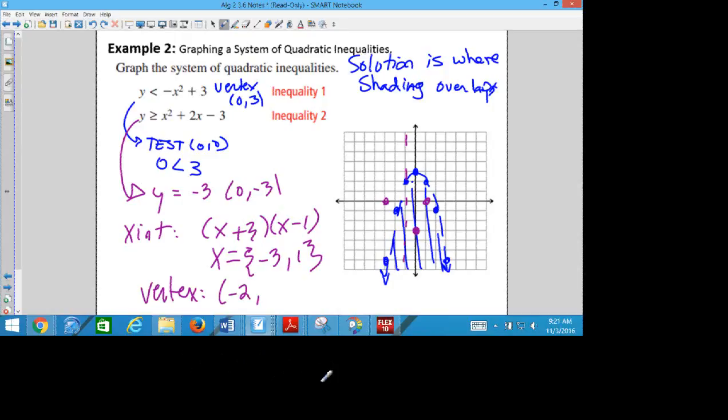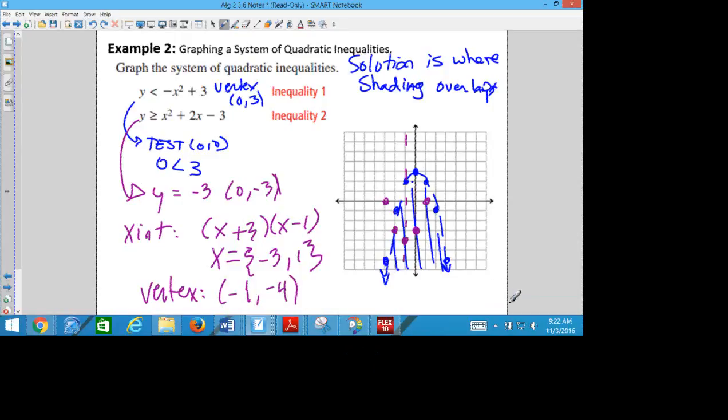And when I plug in -2, is that -2? Just kidding, it's -1. I can't read my own graph. Sorry, that's -1. And when I plug -1 into the equation, I get -4, I believe. Makes sense with my graph.